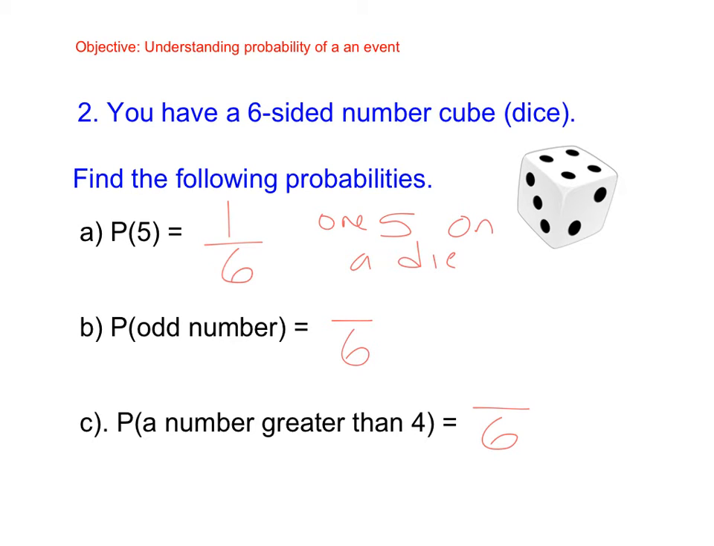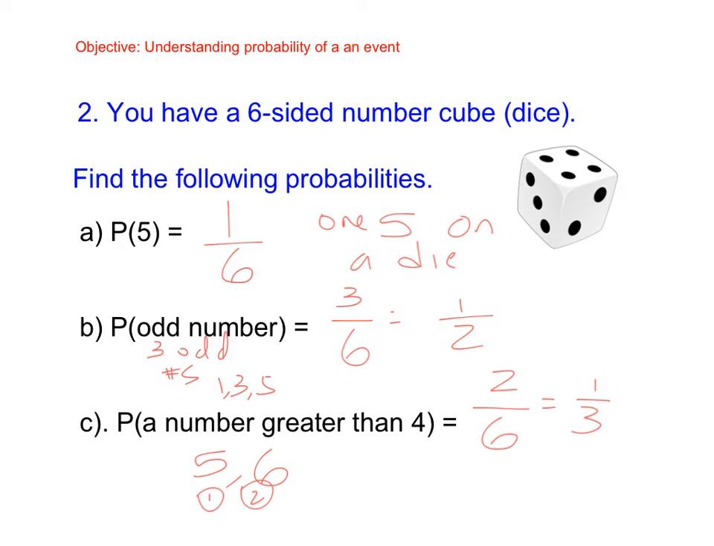An odd number. How many odd numbers are there? There are 3 odd numbers, 1, 3, and 5. So that's 3 different possibilities. So 3 out of 6, which is a half. I usually try to simplify. A number greater than 4. How many numbers on the die are greater than 4? Well, 5 is greater than 4, and 6. So that's 2. So 2 out of 6, or 1/3. So the number of things we want to happen, I want to get a 5.